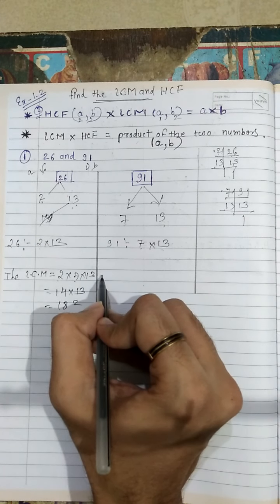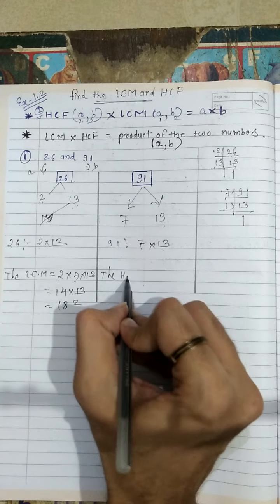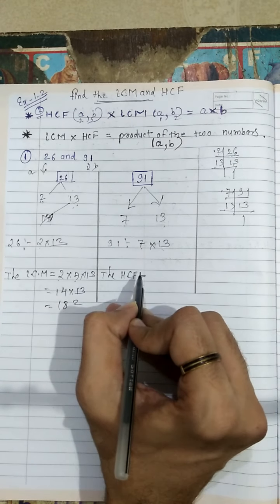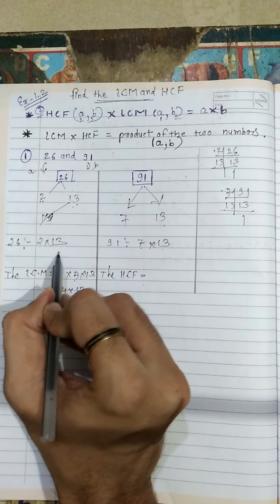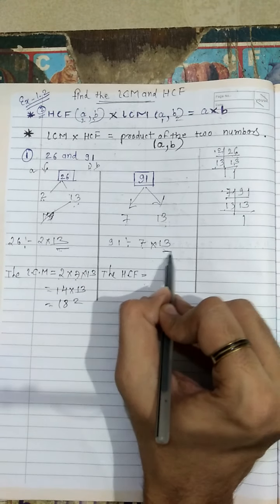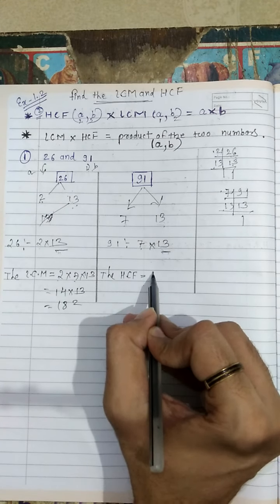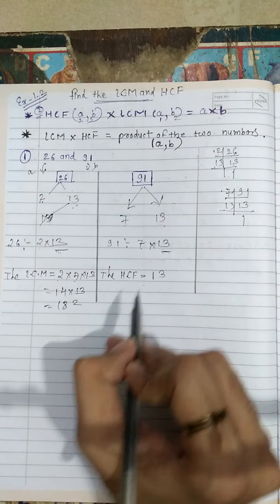Understand? Then HCF. See, HCF is very easy. Which is the common number, the same number? 13 and this 13, both are the same number. So HCF is your 13. Understand?